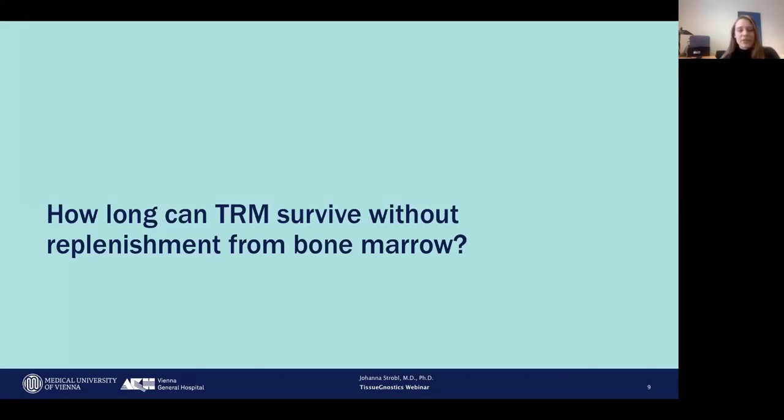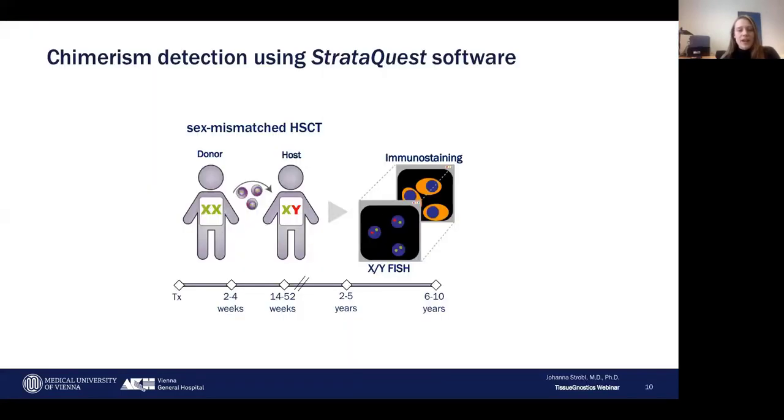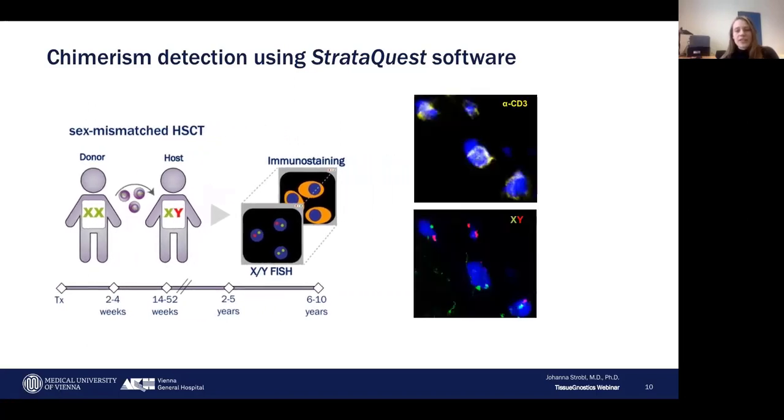So how long can TRM survive without replenishment from the bone marrow? For this, together with the team from TissueQuest, we developed a method to detect chimerism using StrataQuest software. There we looked specifically at patients that were transplanted with peripheral blood stem cells from a different sex. So, for example, a female donor and male host, or vice versa. We then performed the immunostaining for different tissue-resident memory T cell markers, and this was followed by an XY fluorescence in situ hybridization to visualize the X and Y chromosomes within the nucleus. We could then overlay those two images so that we could detect the same cell in the immunostaining and in the fluorescence in situ hybridization.